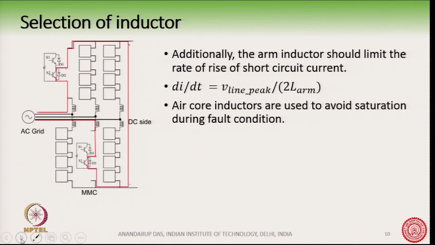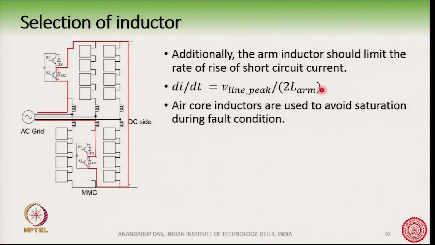Additionally, we should also remember that once we have selected this value of L arm, we should see how it is limiting the rate of rise of the short circuit current. Remember that the rate of rise of the short circuit current matters when there is a short circuit on the DC side and the current is flowing like this. Therefore, di dt is V line peak divided by 2 times L arm, the peak line voltage divided by 2 times L arm, because there are 2 arm inductors in series.